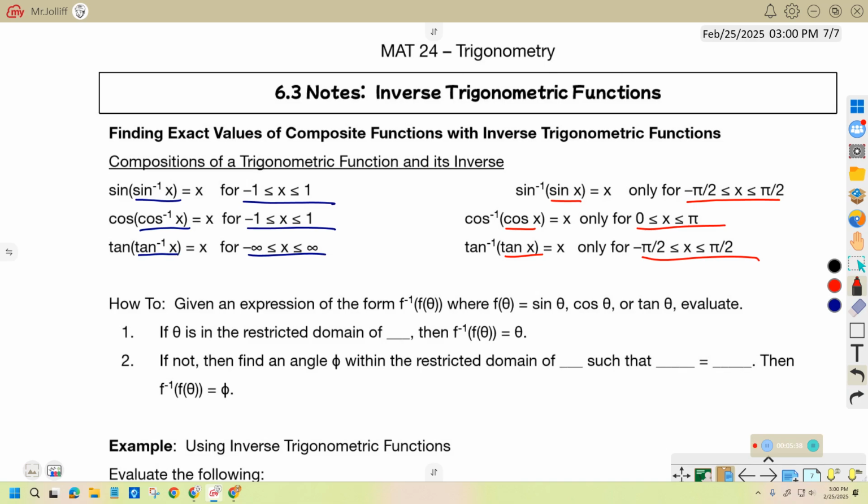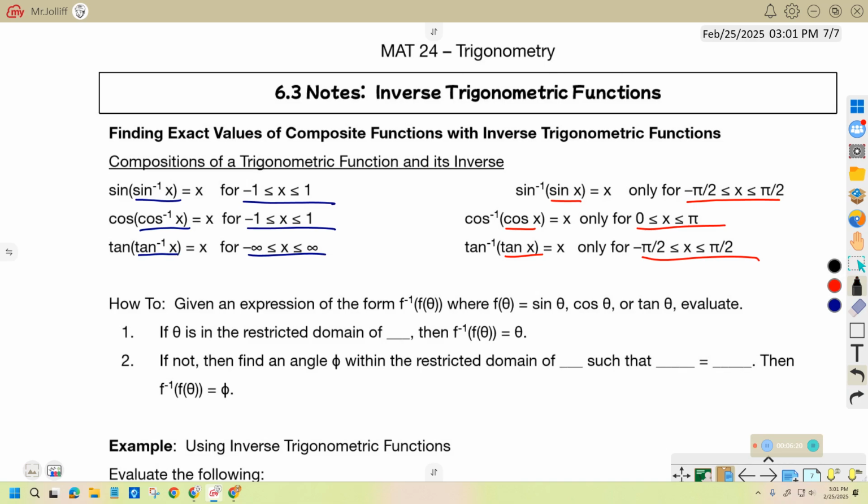So when we're evaluating these, we want to make sure that whatever that x value is, it falls in the domain for that inside function. That's really the big check here. If it doesn't, we have to find another angle that gives us an equivalent output. And we're going to practice that. We're going to focus over here because this one is easy to fix. This guy is a little bit more difficult to fix, and here's why.